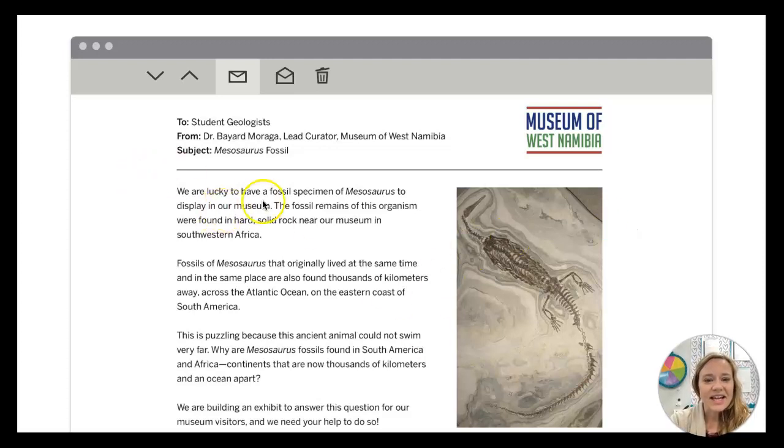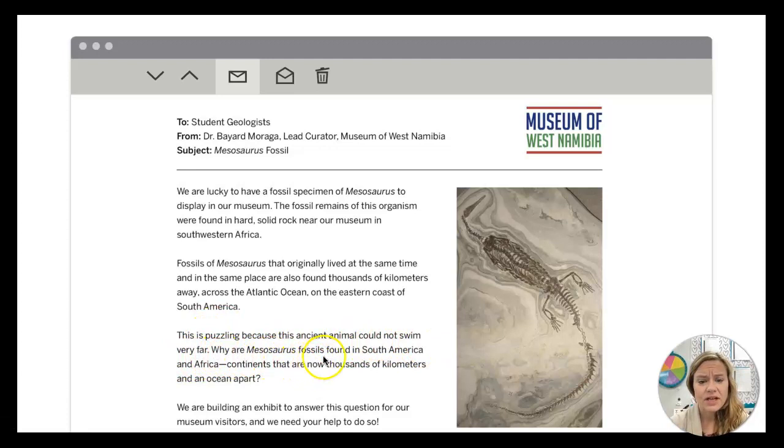We are lucky to have a fossil specimen of Mesosaurus to display in our museum. The fossil remains of this organism were found in hard, solid rock near our museum in southwestern Africa. Fossils of Mesosaurus that originally lived at the same time and in the same place are also found thousands of kilometers away across the Atlantic Ocean on the eastern coast of South America. This is puzzling because this ancient animal could not swim very far.